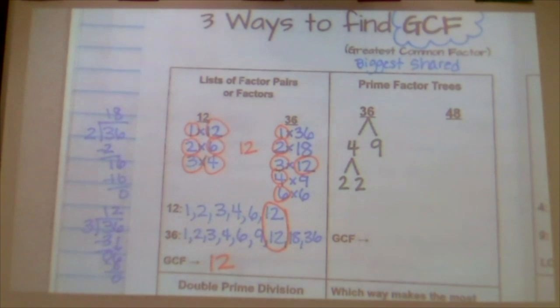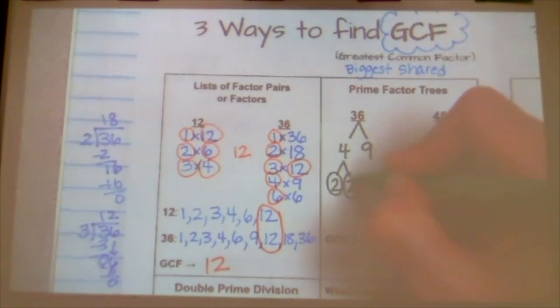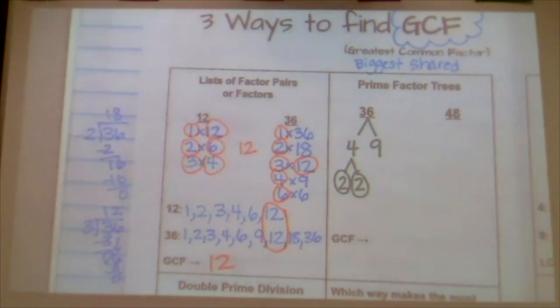So now that I've gotten down to 2 branches with a 2 and a 2, I'm going to circle those branches because those are prime numbers. They are finished growing because I can't break down a 2 into anything else other than 1 and itself. So if 1 is my only option, it's 1 and done.